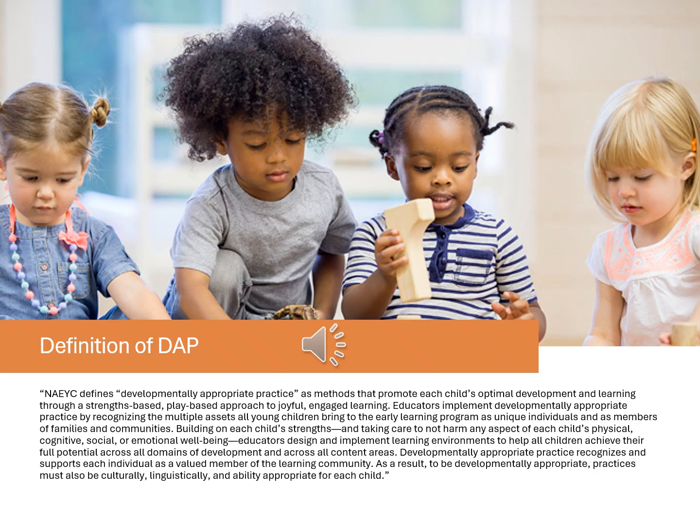So in developmentally appropriate practice, we build on each child's strengths. We take care not to harm any aspect of each child's physical, cognitive, social, or emotional well-being. So a goal of developmentally appropriate practice is the whole child. So thinking about every facet of the child, their academic learning, their social emotional learning, their physical learning, and making sure that we attend to all of these different domains and that we're not doing damage to any domains by virtue of choices we make in the educational process.